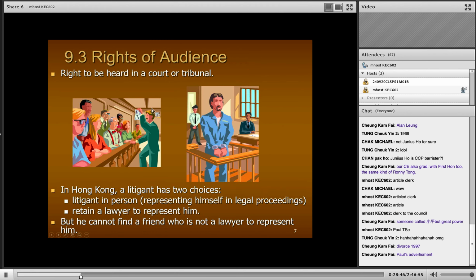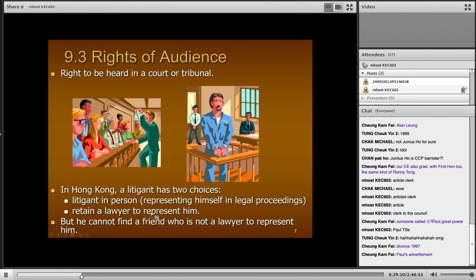And the next one is right of audience, 出庭發言權. It means the right to be heard in a court or tribunal. So in Hong Kong, a litigant usually has two choices. Either he can be a litigant in person. Sometimes it's called LIP, litigant in person. Sometimes it's called in person.